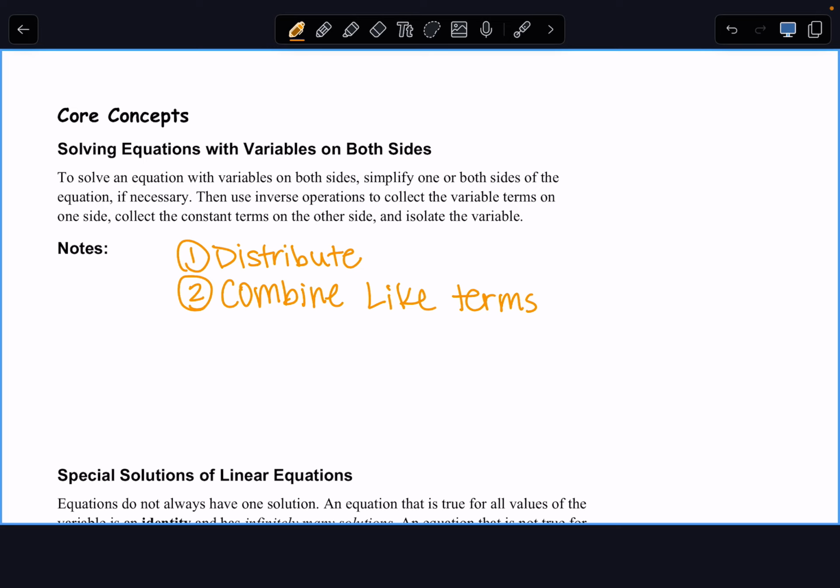Not really. Like if we have 5 times x plus 3 minus 2 equals 5x, you would have to do this before you can rearrange. Okay.